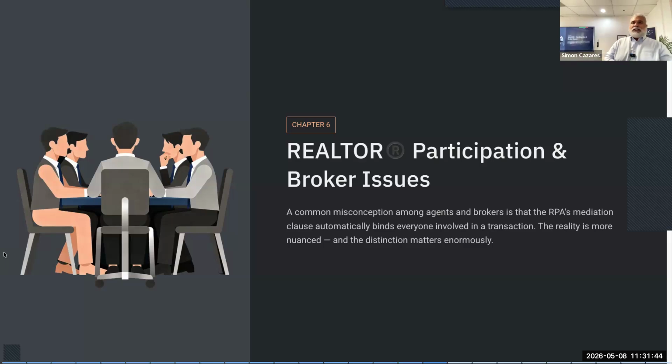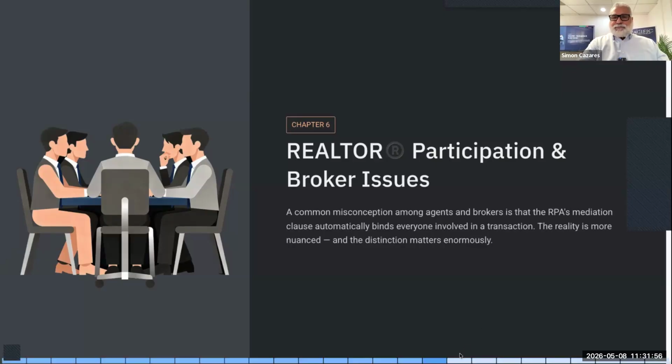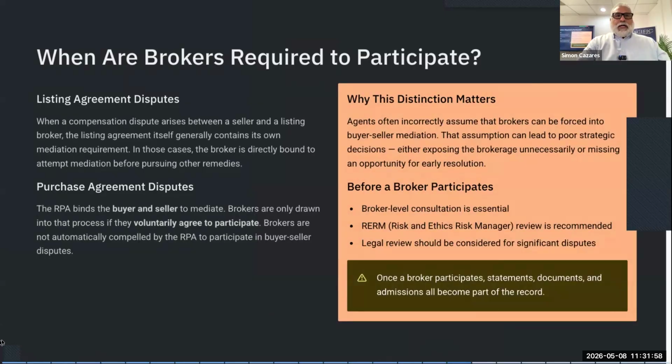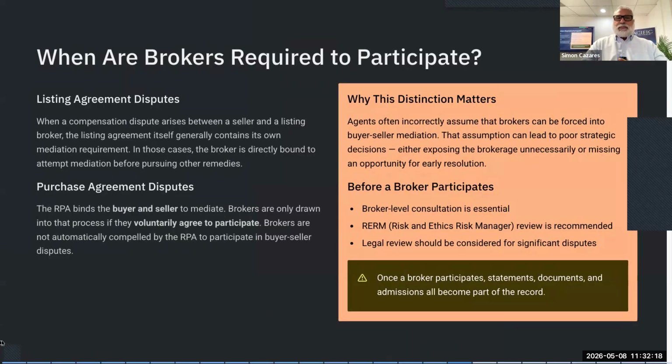So realtors' participation and broker issues. A common misconception among agents and brokers is that the mediation clause automatically binds everyone involved in the transaction. All right, when are brokers required to participate? A listing agreement dispute. When a compensation dispute arises between a seller and a listing broker, the listing agreement itself generally contains its own mediation requirements. In those cases, the broker is directly bound to attend mediation before pursuing any other remedies.